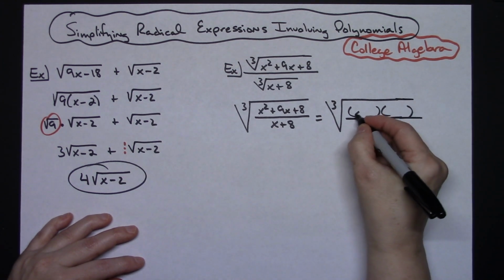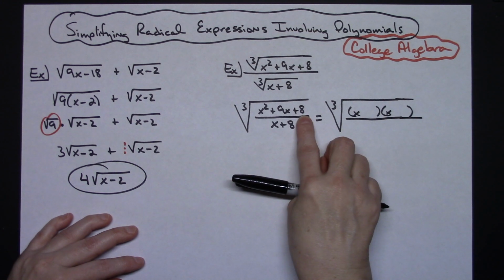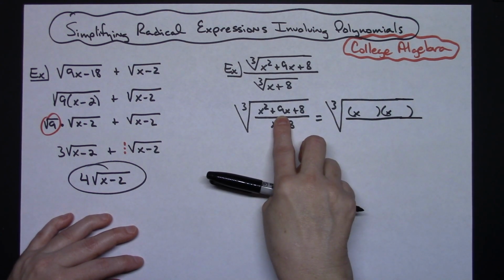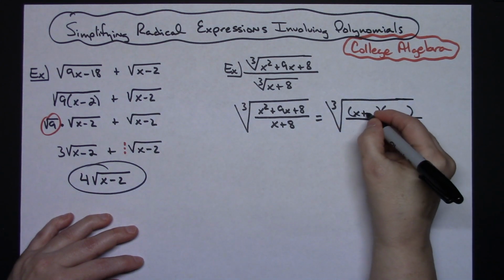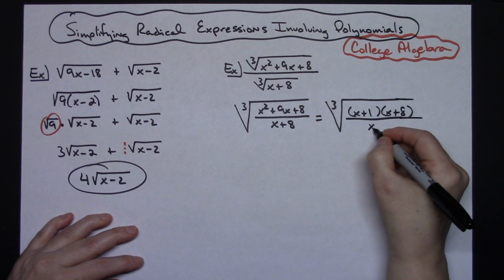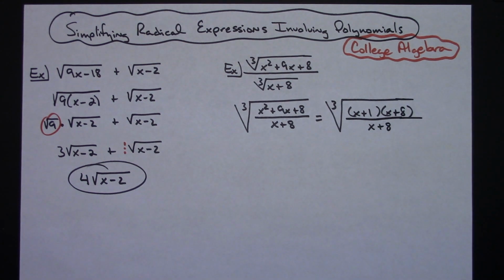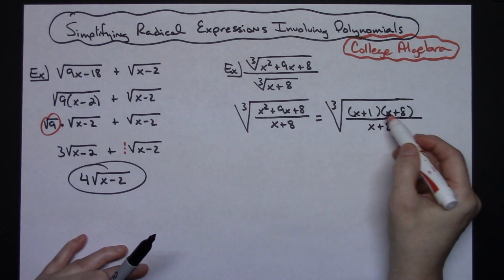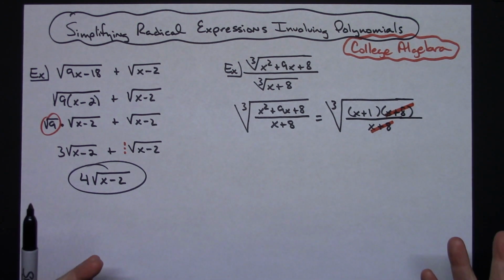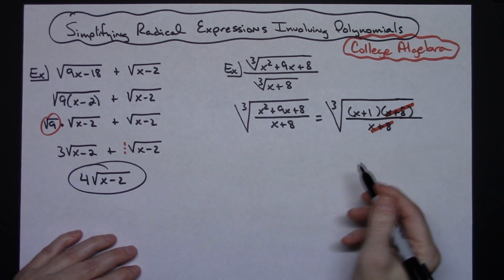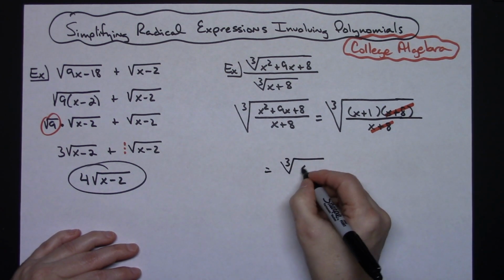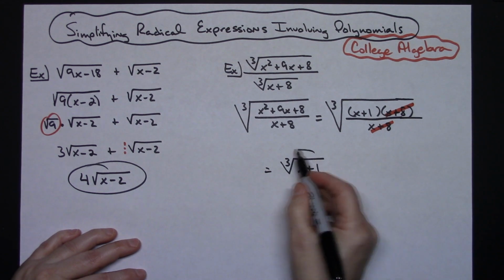I'm going to have an x and an x. Two numbers that multiply together to get positive 8, and when adding for the middle term, coming up with a 9, is going to give me a plus 1 and a plus 8. The x plus 8 then stays on the bottom. What that's going to allow me to do is work underneath that cube root. I can go ahead and cross those two out just like I would if I was working with rational expressions. That's going to simplify down to the cube root of x plus 1.